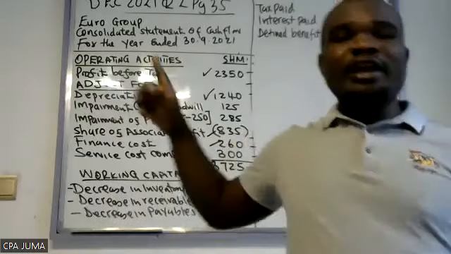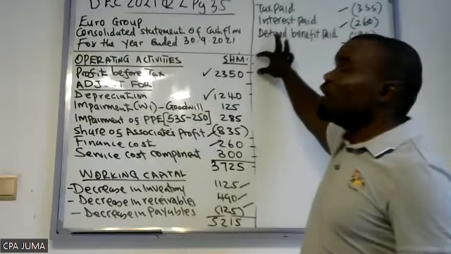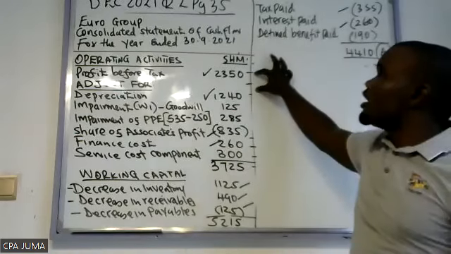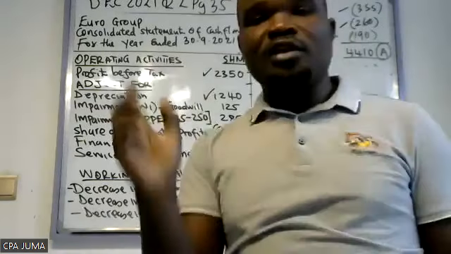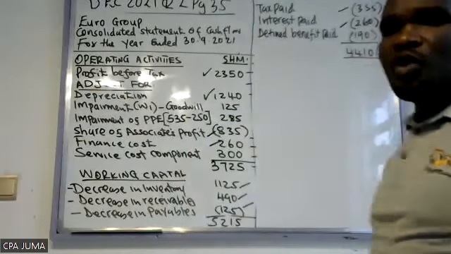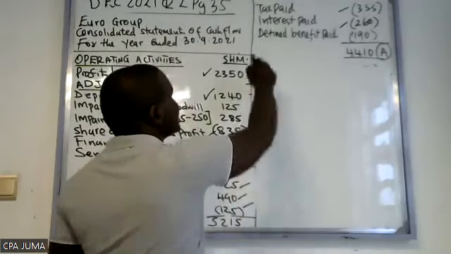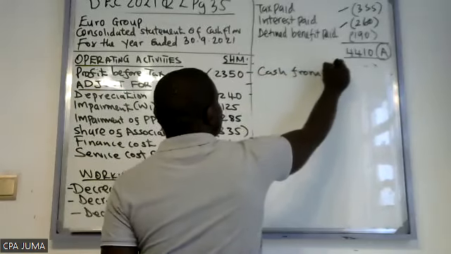For direct method you will always be required to bring cash received from customers, then you come up with cash paid to employees and suppliers. Those are the only two workings we are doing, then we wind up. So let's do the working before we start the presentation because of my space. So right here, cash from customers.